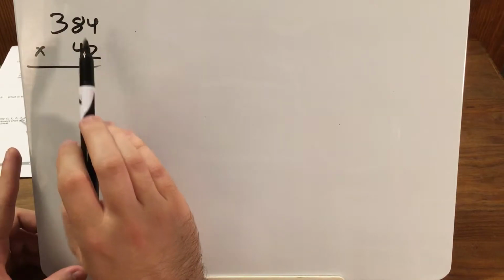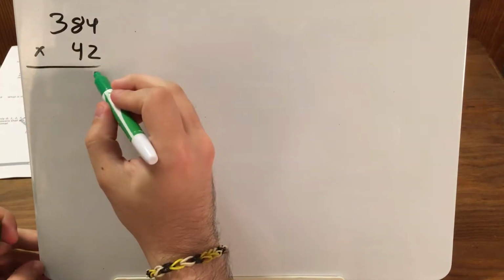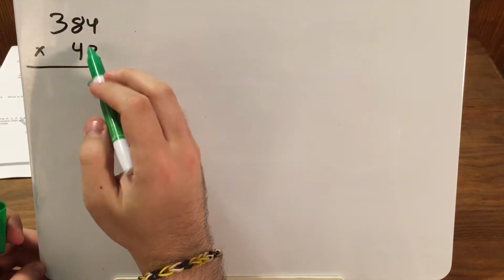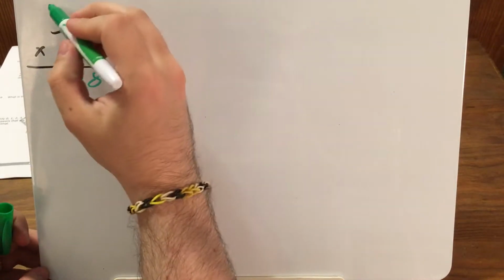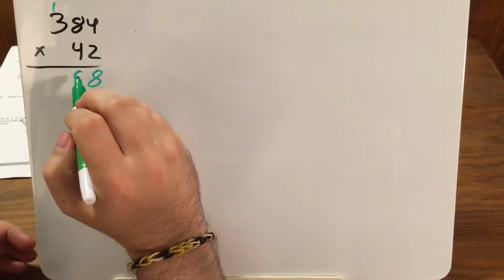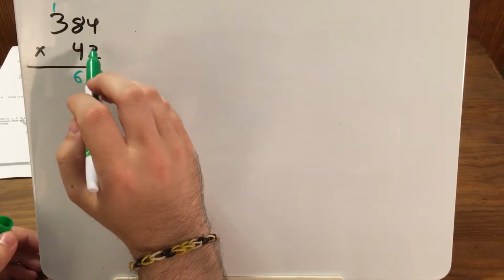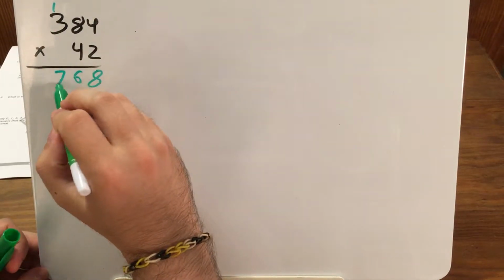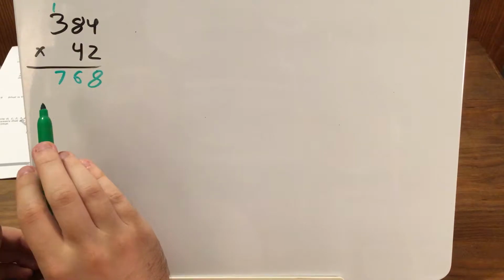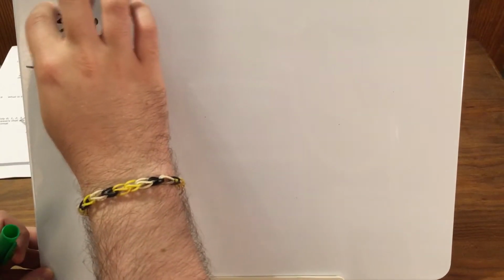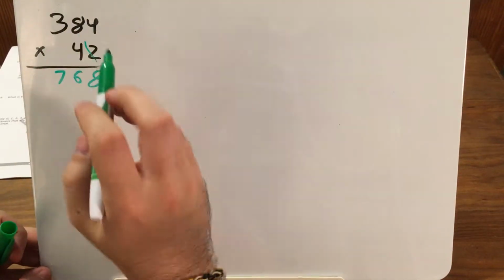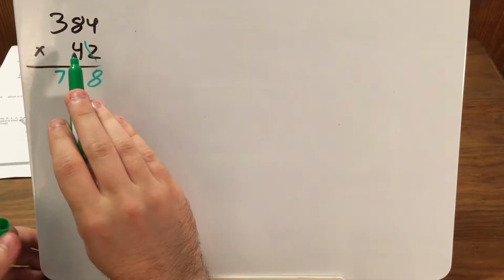And to do this, I'm going to start with 2 times 4, which is 8. Let me get a different color pen so I can write that. 2 times 4 is 8. And now 2 times 8 is 16, also known as a 6 and then a 1. 6 ones and 1 ten. 2 times 3 is 6, plus 1 is 7. So I write all that down there, and I've essentially said that 384 times 2 equals 768.